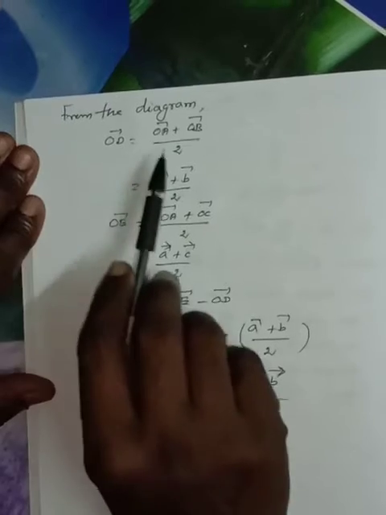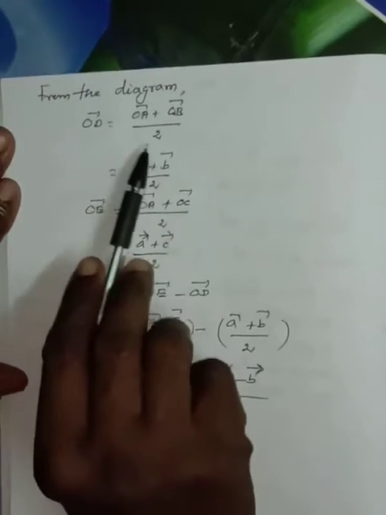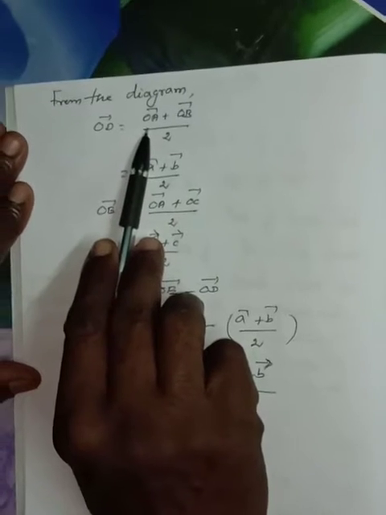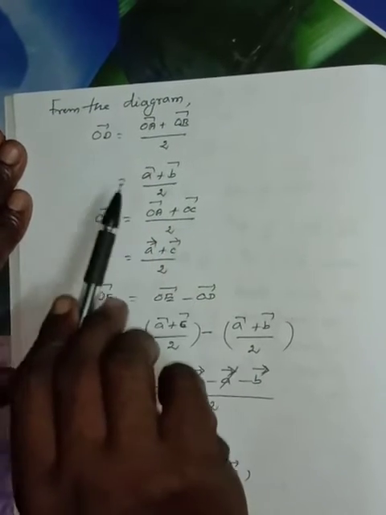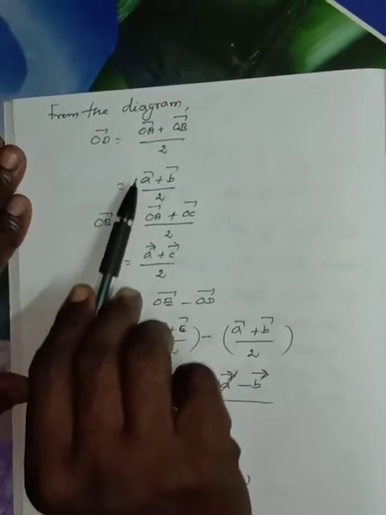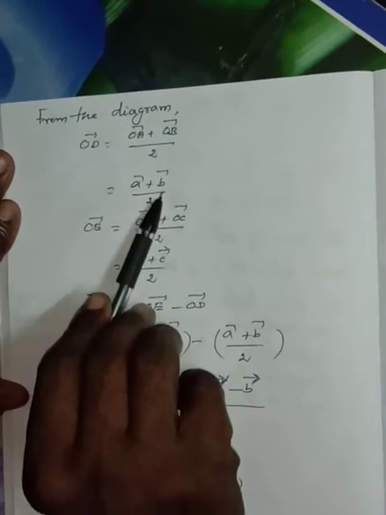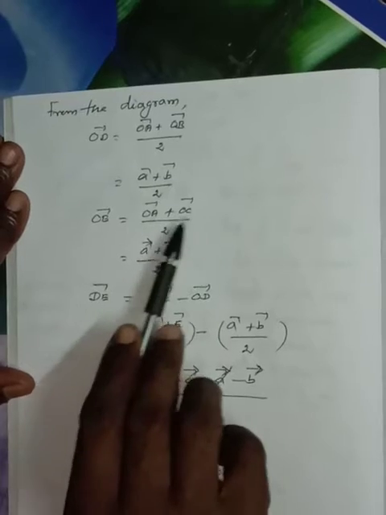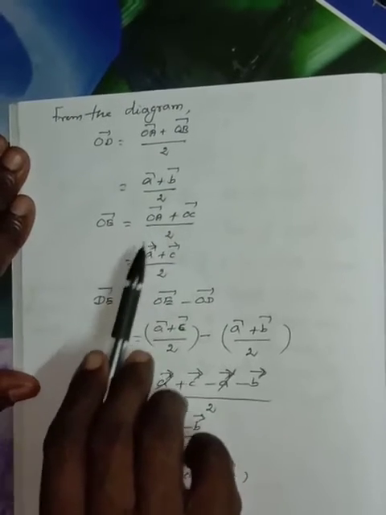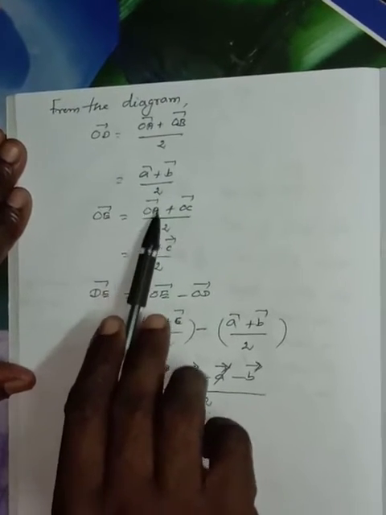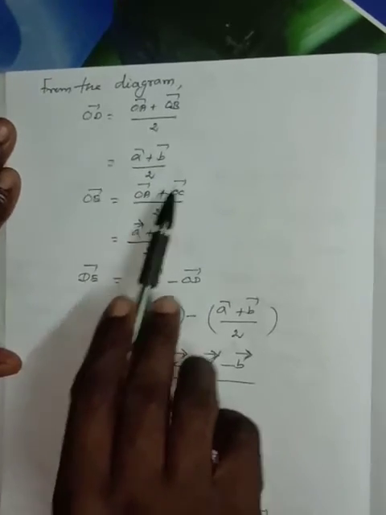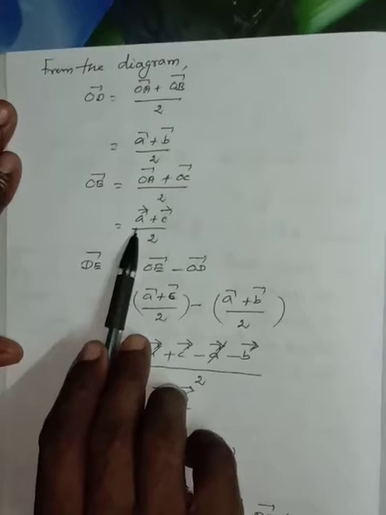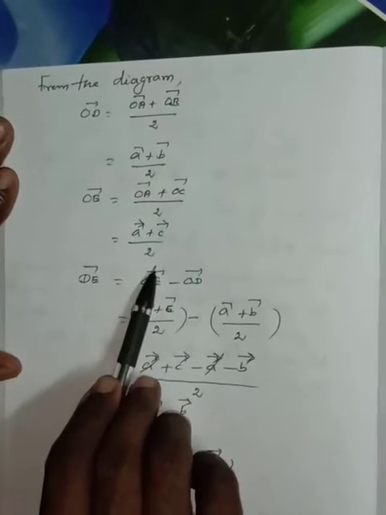OD vector is equal to (OA vector plus OB vector) divided by 2. Let A vector, B vector and C vector be the position vectors, then OA vector is A vector, OB vector is B vector, divided by 2. OE vector is (OA vector plus OC vector) divided by 2. A vector is OA vector, C vector is OC vector. So (A vector plus C vector) divided by 2.